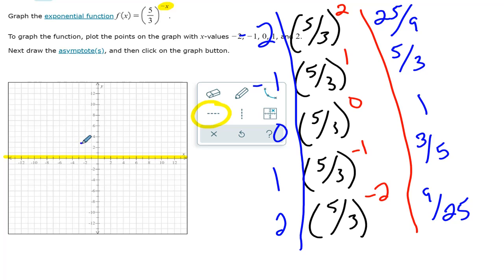is right about there. Again, make sure you use the button to actually put these numbers in. Do not use the pencil. -1 and 5/3, it's right about there. 0 and 1, 1 and 3/5, and then 2 and 9/25. So you're going to get a nice little curve that's going to go down like that.